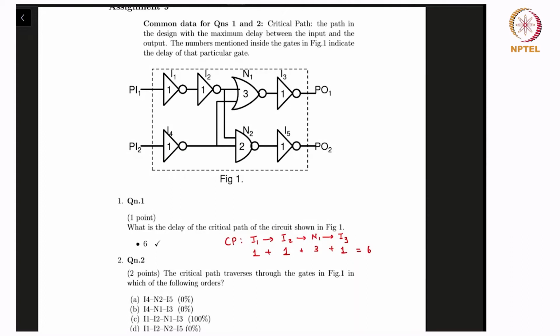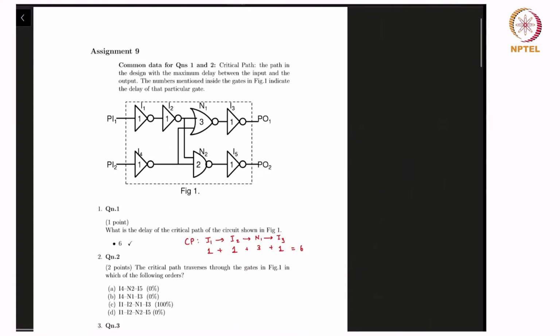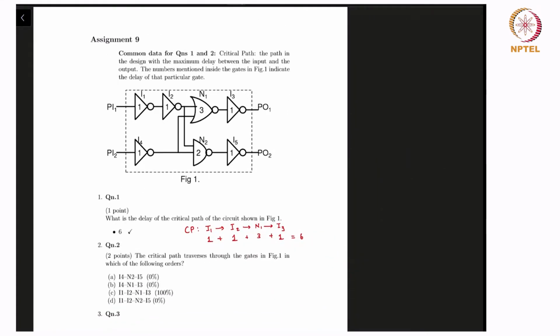Okay, let us discuss the solutions to assignment 9. In the first question, we are given a figure, a combinatorial circuit, and asked to find what the critical path is, right? The definition of the critical path is provided, which has the maximum delay between input and output.